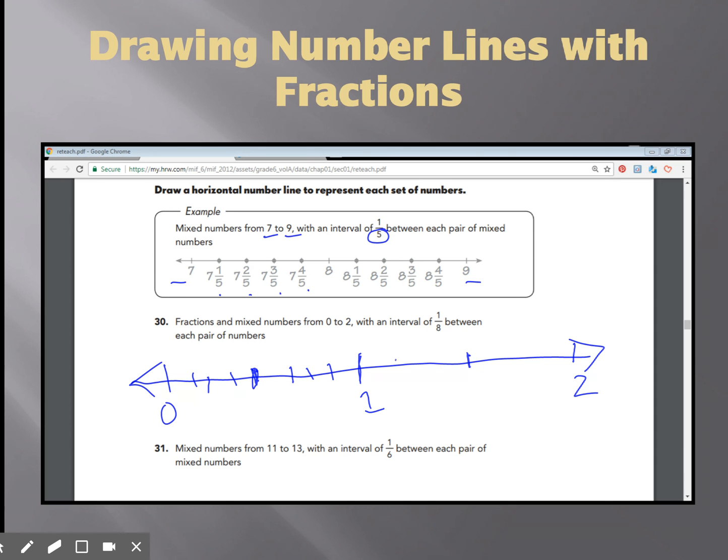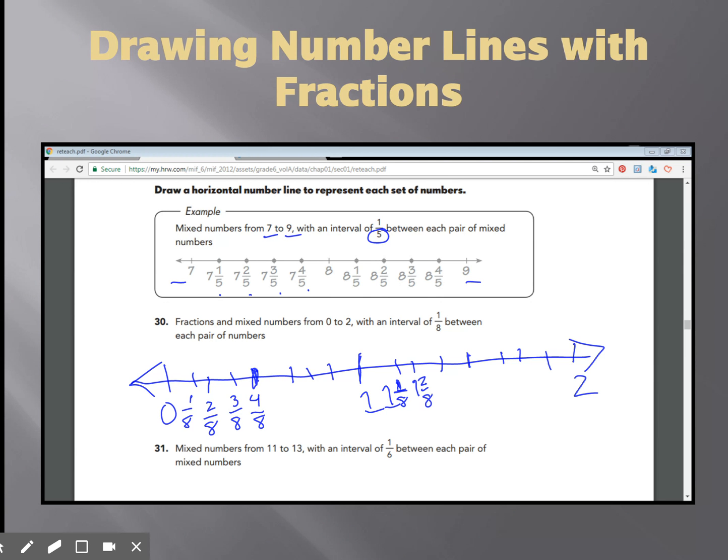Forgive that it looks a little sloppy, but I'm not expecting perfection, just that you have the general idea. So here you would have 1/8, 2/8, 3/8, 4/8, and so on. And after 1, make sure you put the 1 in front. 1 1/8, 1 2/8, etc.